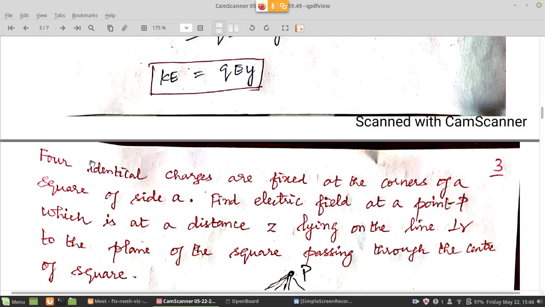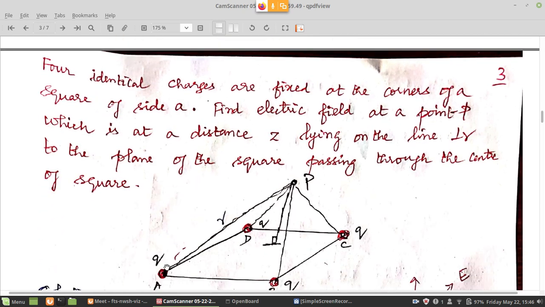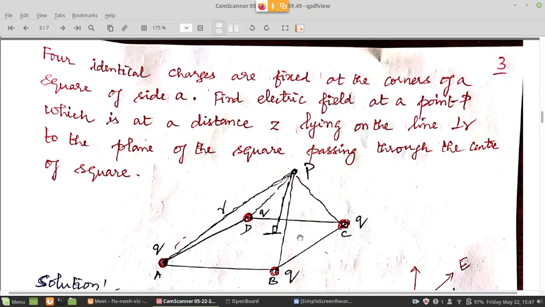So four identical charges are fixed at the corners of a square of side A, like this. So it is a square, and we are seeing from the side angle. Q, Q, Q, Q. Four charges are occupying the four corners. Side is A. Find the electric field at a point capital P, which is at a distance Z, lying on the line perpendicular to the plane of the square.